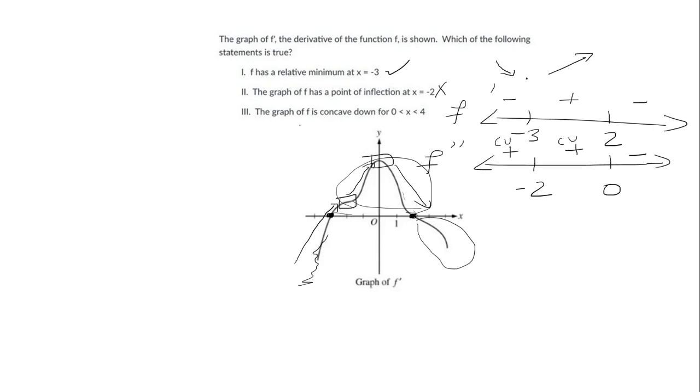And then 3, the graph of f is concave down from 0 to 4. And here, we see that the second derivative is negative, which means it's concave down, and that's after 0. So that is correct. So to answer the question, which of the following statements are true? Well, it's 1 and 3.